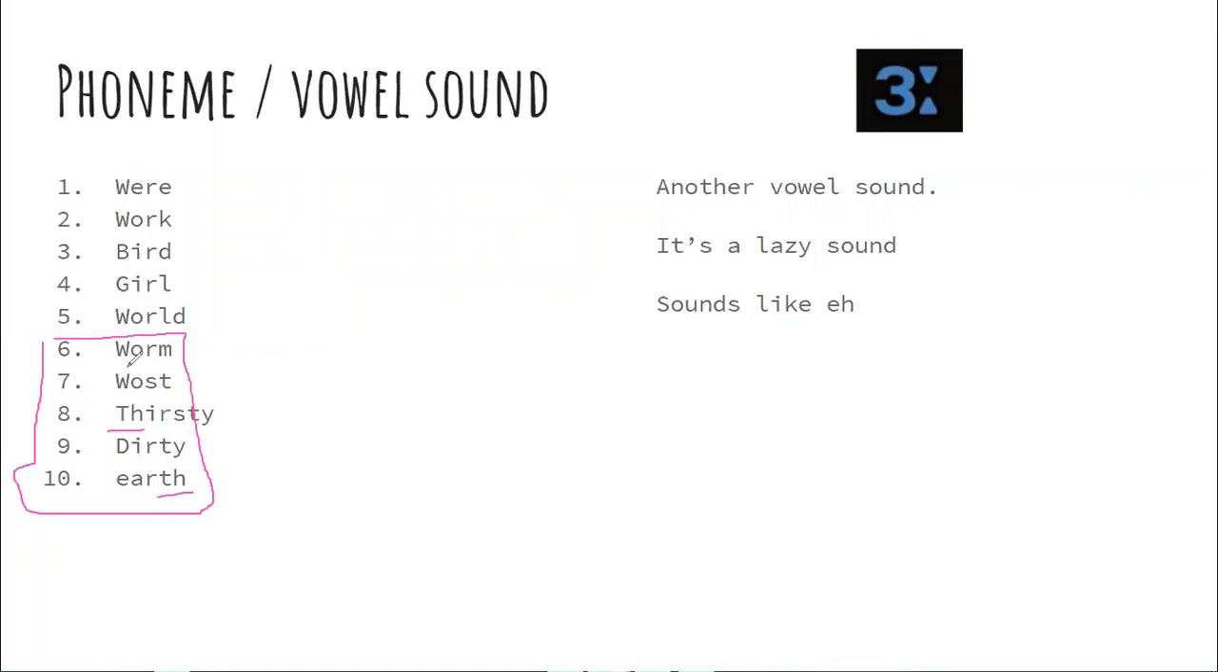So these sounds were warm, worst, thirsty, dirty, earth. Todo el sonido tiene que es esta, este fonema. Teacher, ¿qué significa la 7? Está mal escrita. Escribí mal. Ya. Faltó café ahí.